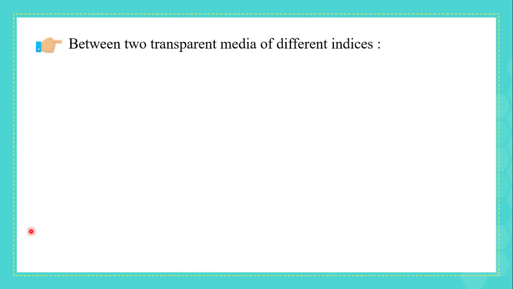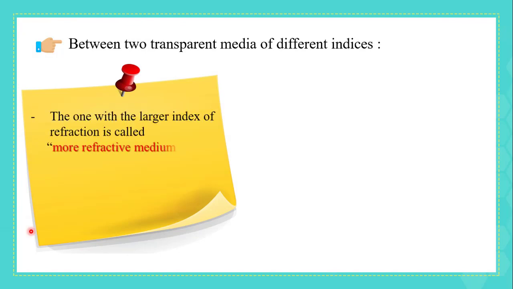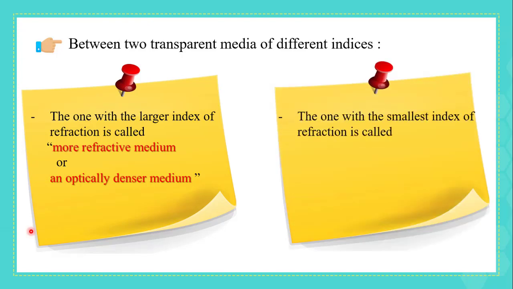Always keep in mind that between two transparent media of different indices, the one with the larger index of refraction is called the more refractive medium, or an optically denser medium. Also, the one with the smaller index of refraction is called the less refractive medium, or less optically dense medium.